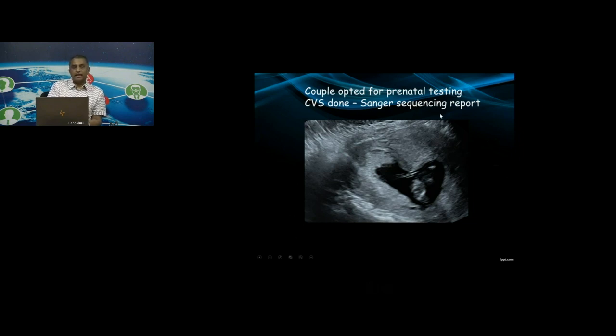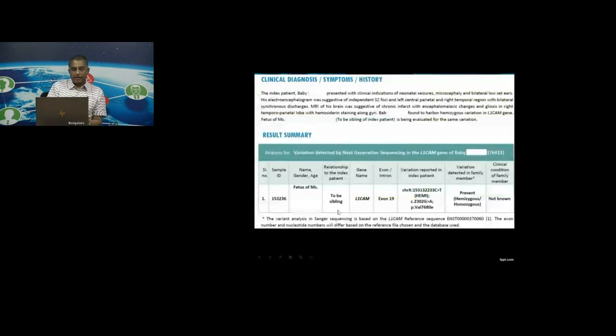Now your job is easy. You know what is the abnormal gene. You're not going to use NGS, you're going to use Sanger validation. And on the Sanger report, you find that the fetus of so-and-so, the relationship to the index patient is to be sibling, because it's a fetus, it's not yet a sibling. You're looking for the L1CAM gene on exon 19, and this is the variation which was reported in the index patient. I haven't shown you the report of the index patient, but simply this is what was reported. The variant is hemizygous and it is present, right? It's present, and therefore the clinical condition of the family member not known.